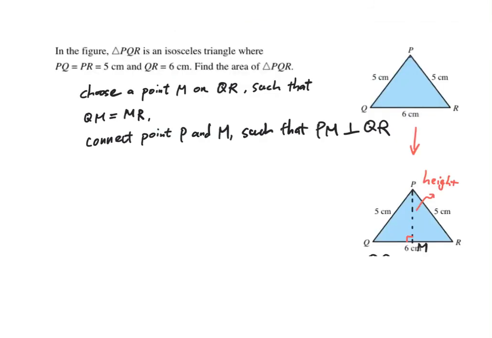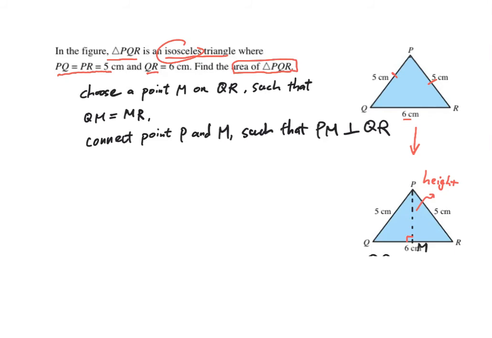Okay, let's look at the last example. This is a bit harder. In this figure, the triangle PQR on the right hand side is an isosceles triangle. We have learned the concept of isosceles triangle in the previous chapter. Where PQ equals PR equals 5 cm, and the baseline is QR, which is 6 cm. The question asks you to find the area of the triangle PQR.